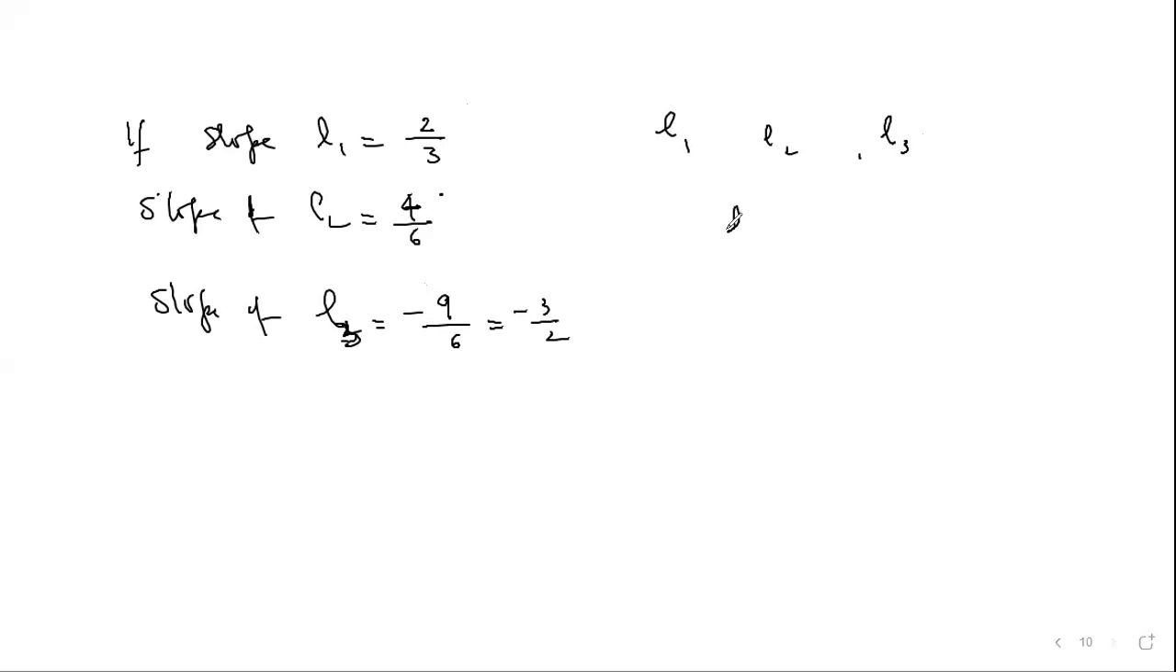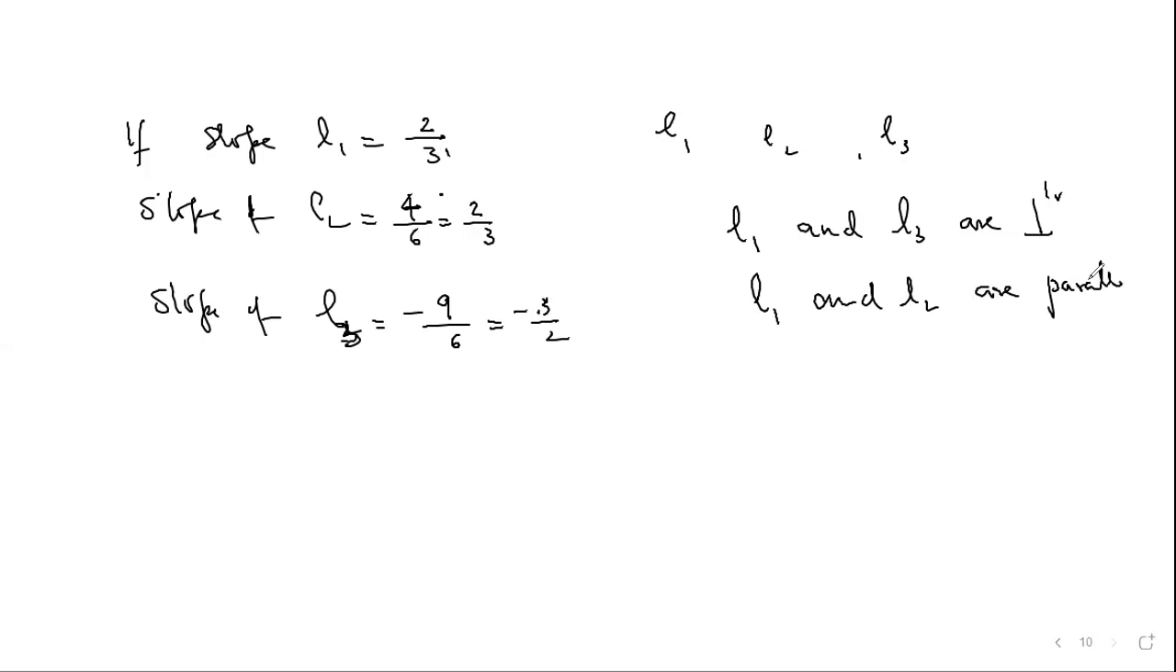Yes. L1 and L3 are perpendicular because the product of the slopes is -1. And minus 4 by 6 is nothing but 2 by 3, so they both are equal. So L1 and L2 are parallel. I hope you understood.